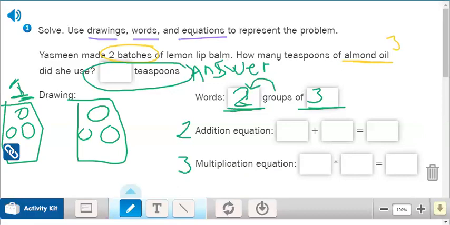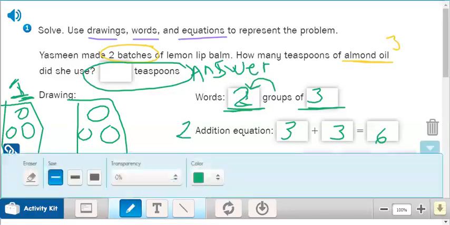Our addition equation, 2 groups of 3. So 3 plus 3 equals, if you count it out, 6. But you already know that from your fast facts, right? That's why we do extra math. Okay, multiplication equation. So 2 groups of 3, 2 times 3 is 6. Now we're ready to write our answer finally. Okay, so how many teaspoons did she use? She used 6.